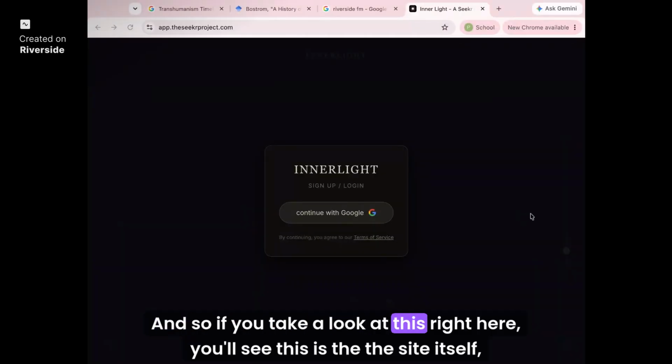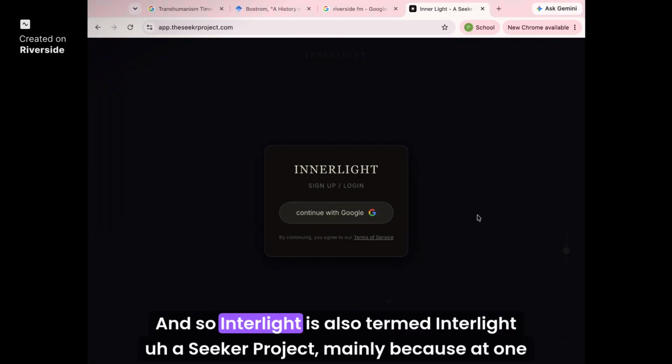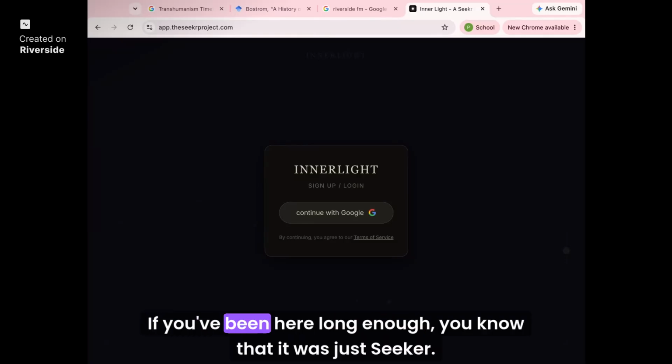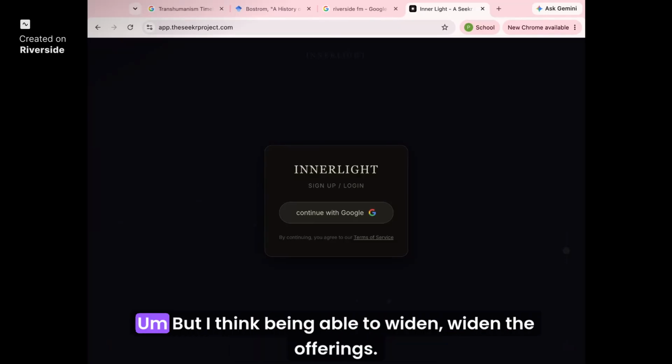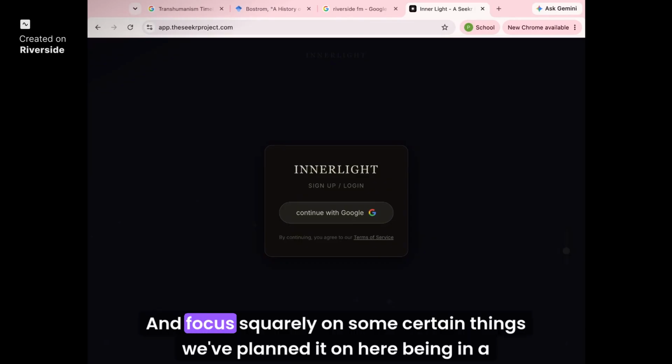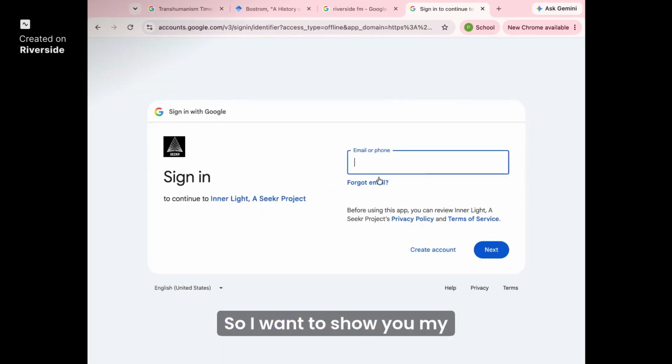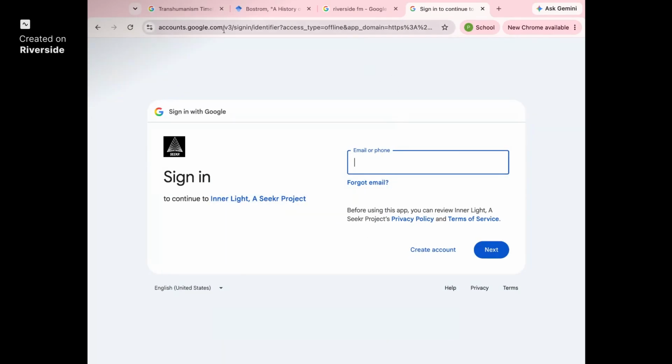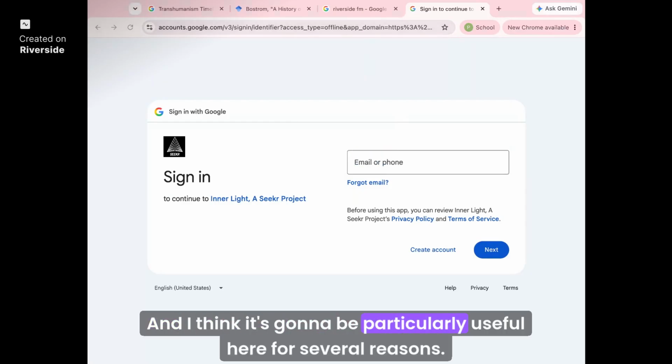If you take a look at this right here, you'll see this is the site itself, app.thesecretproject.com. InnerLight is also termed a secret project, mainly because at one point it was just Seeker. So if you've been here long enough, you know that it was just Seeker. But I think being able to widen the offerings and focus squarely on certain things, we've landed on InnerLight. I think it's going to be particularly useful here for several reasons.